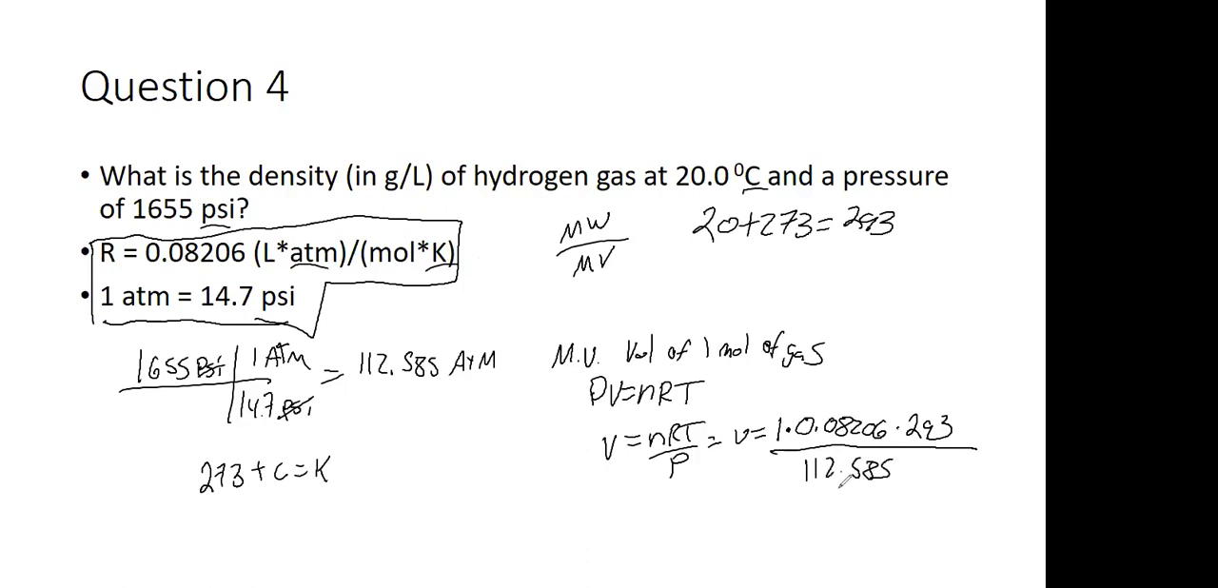112.585. And so my molar volume for this scenario equals 0.213559 liters. Sig figs: this one doesn't have sig figs, this is 4 sig figs, no sig figs. This would be 3 sig figs, so it should just be 0.214 liters. All right, so that's my molar volume. Any questions about how I got molar volume?